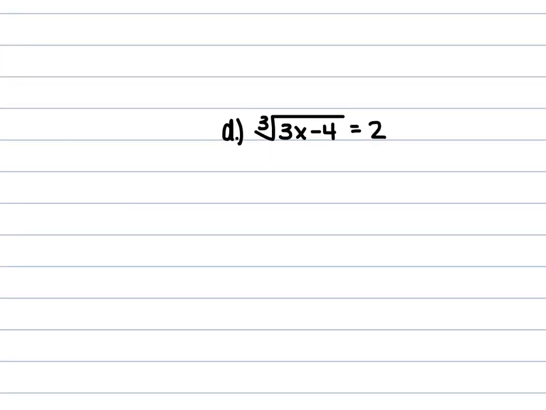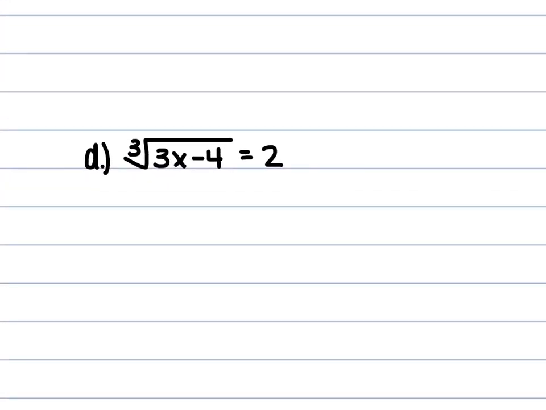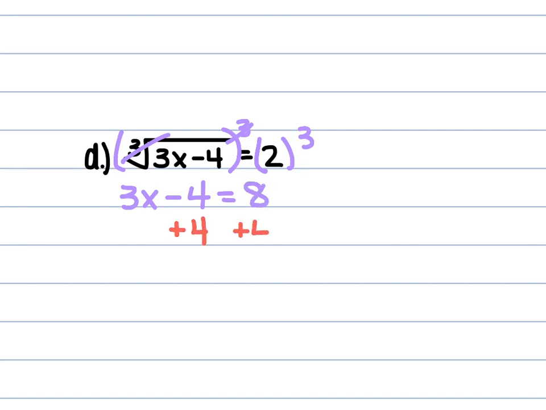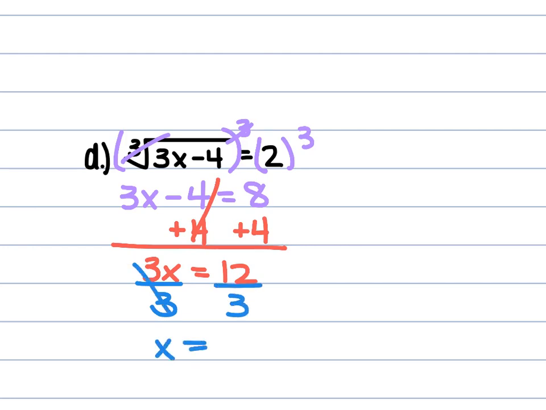For D, we have the cube root of 3x minus 4 is equal to 2. So we're going to start by taking the cube of each side. It's going to cancel out our radical to be left with 3x minus 4 is equal to 2 cubed, which is 8. Move the 4 over by adding it to both sides. We're going to have 3x is equal to 12, and then divide each side by 3 to get x is equal to 4.